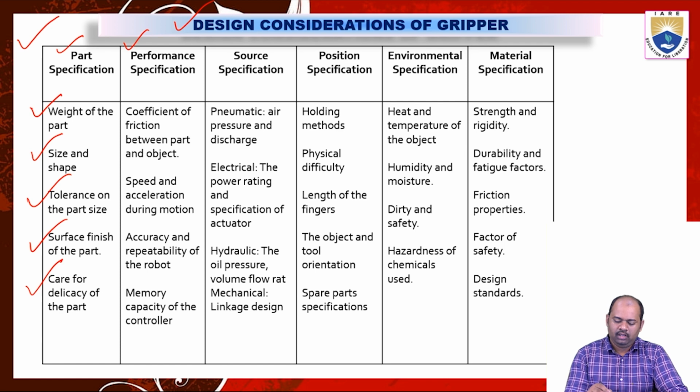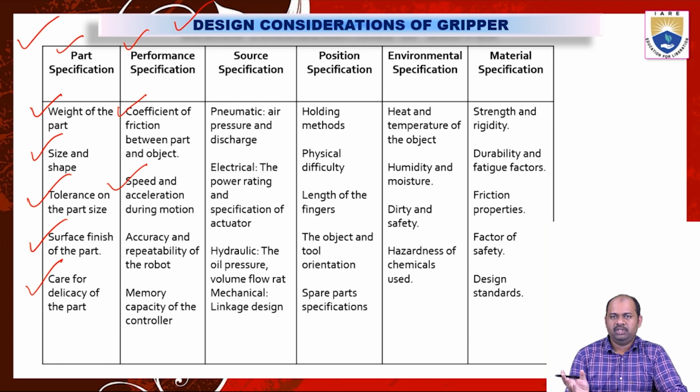Now, the second kind of parameter we should keep in mind while designing the gripper: performance specifications. Coefficient of friction between the part and object. As we know, friction plays a main role when we are designing a gripper, because the friction should be high enough between the object and the gripper parts so that the gripper will easily hold the object. So the coefficient of friction should be high. Then speed and acceleration during motion. When we are moving the robot at a normal speed, the gripper should hold the object in one way.